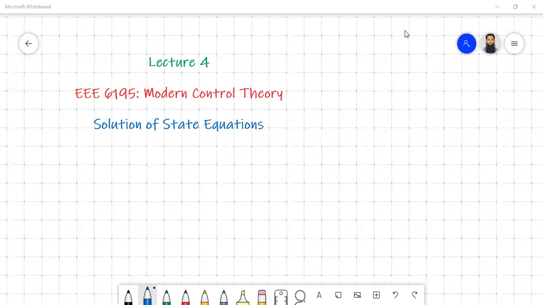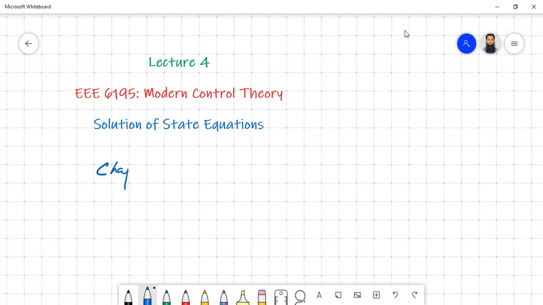Today we are going to discuss the solution of the state equation. Eventually that will lead to our output equation. For that, we'll be covering two articles from chapter 4.